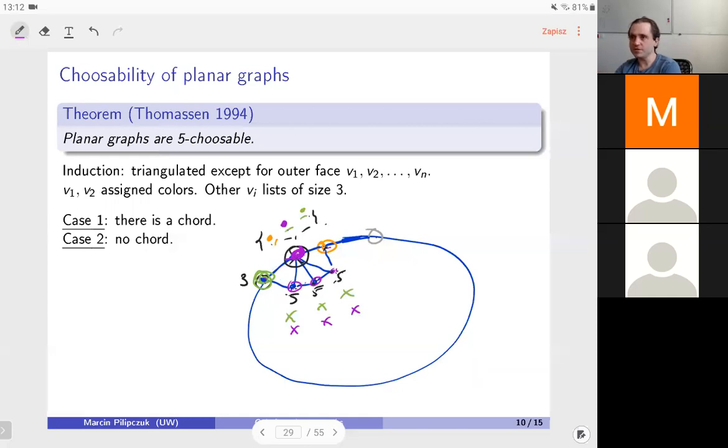We started discussing this theorem less than 2 minutes ago. Good. So this is the theorem of Thomassen for 5-choosability. And unfortunately, the 4-color theorem is not that simple. So let's try to spend the remaining half hour on discussing some parts of its proof. So this was 5-choosability of planar graphs.